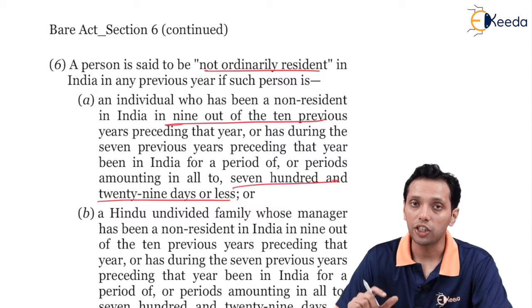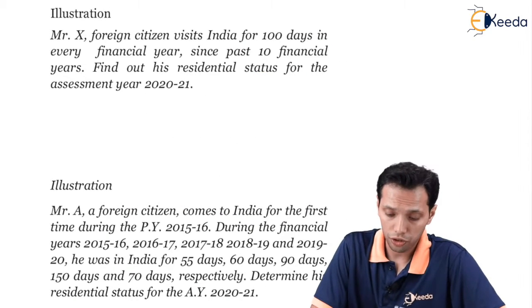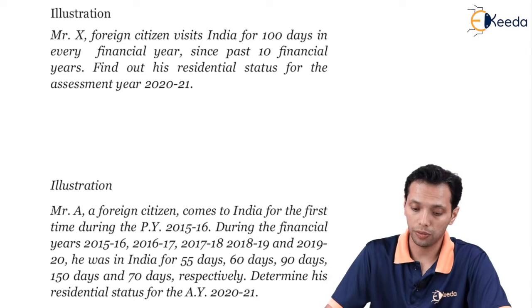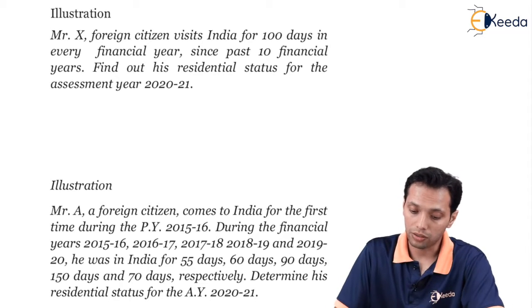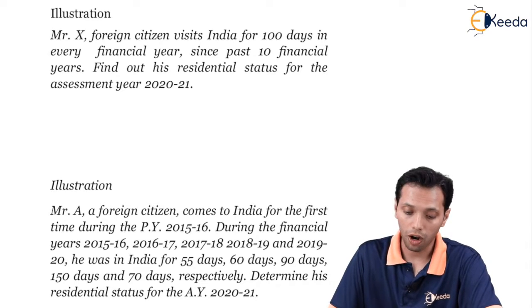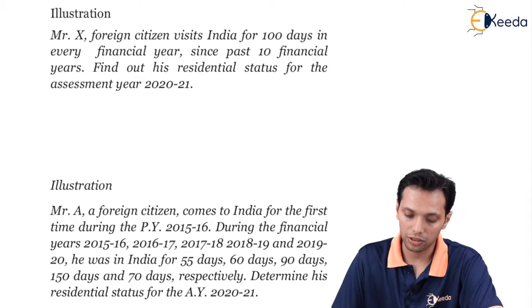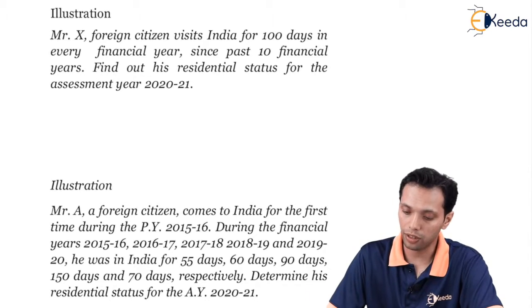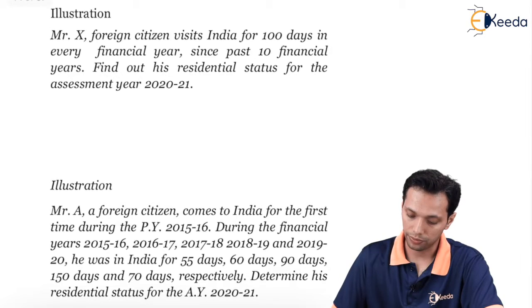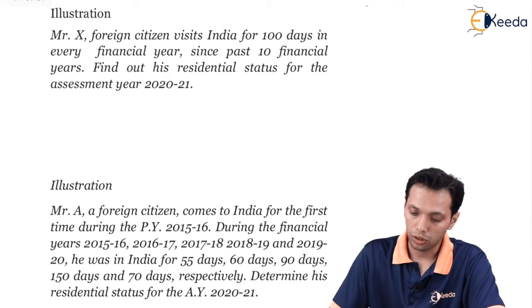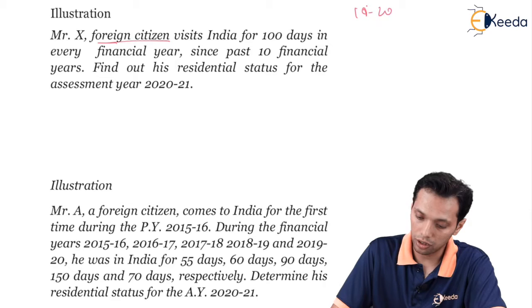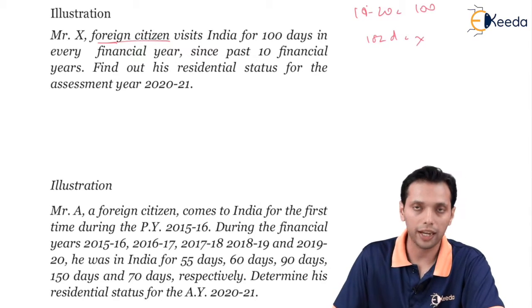taxability will be changed. So coming to the illustration part for the residential status of the individual, first is Mr. X, a foreign citizen, who visits India for 100 days in every financial year for the past 10 financial years. Find out the residential status for assessment year 2021, that is previous year 19-20. So a foreign citizen visiting India for 100 days. For 19-20, if you see, it is 100 days, so the 182 days criteria is not getting satisfied over here.